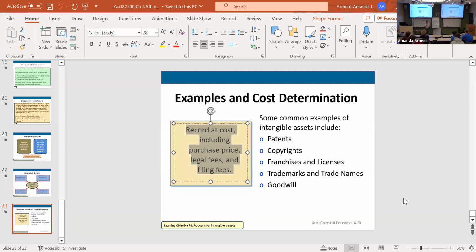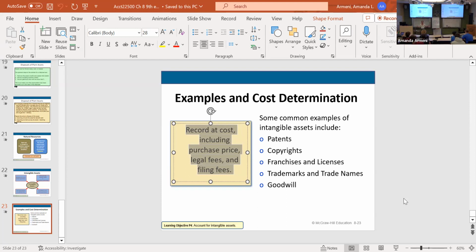Anything that we had to do to get the patent for that drug, so we were the only ones able to produce it, all of those costs would go into the value of the patent, okay? And now, some intangible assets will have a useful life. Copyrights and patents are perfect examples. You are the only company that can produce that drug, but only for the next 10 years. Once the patent is up, it's fair game. Anybody can come up with their version of that drug and sell it in the marketplace, okay? So that patent would have a useful life of 10 years.